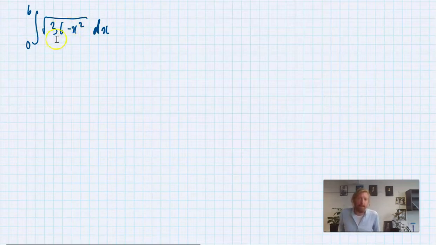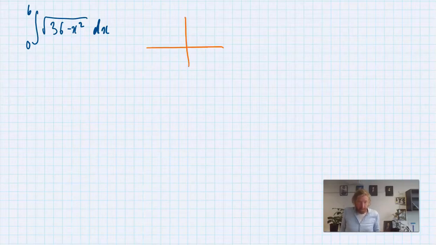Before we do this, I'm going to do this graphically. What the heck is that? 36 minus x squared, just the positive square root. Well, hold on, that's a semicircle. Radius 6. Whoa. 6 minus 6. Terrible circle, don't do that. I only want from 0 to 6. It's a quarter of a circle.